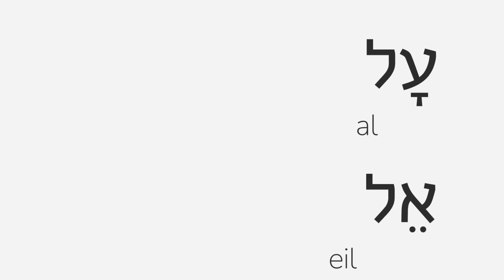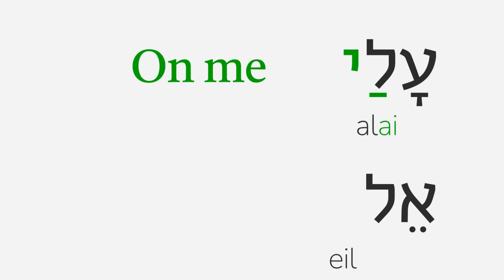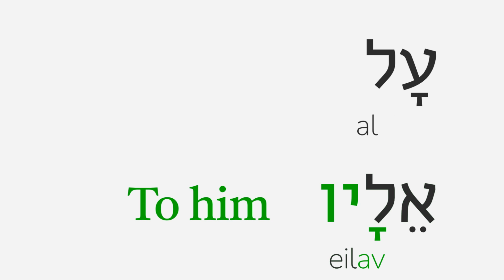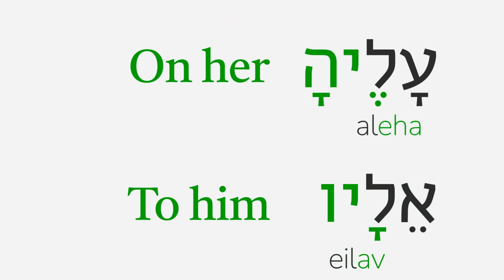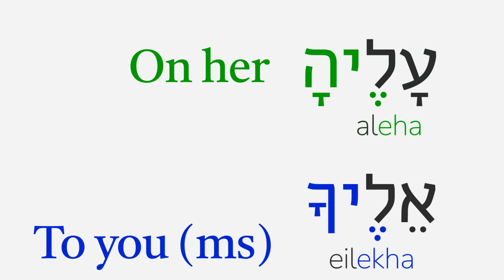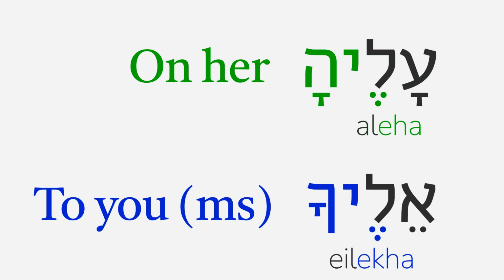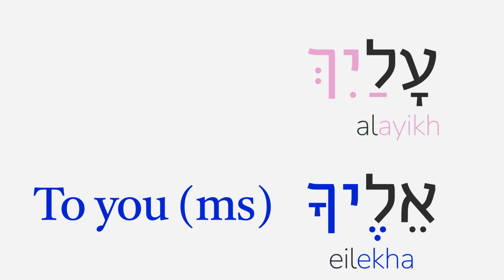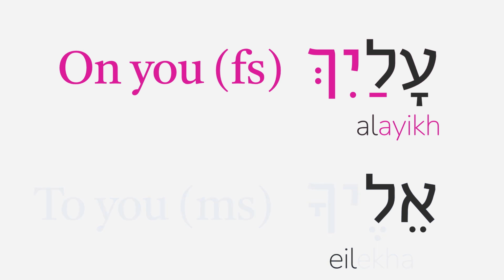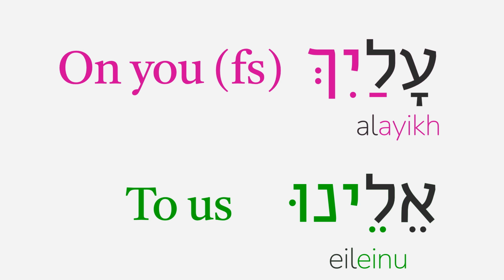The me suffix in this group is ai, so on me is alai. The him suffix in this group is av, so to him is elav. The her suffix is ea, so on her is alea. The masculine singular you suffix is echa, so to you or towards you is elecha. The feminine singular you suffix is aich, so on you is alaich. The us suffix is enu, so to us is elenu.